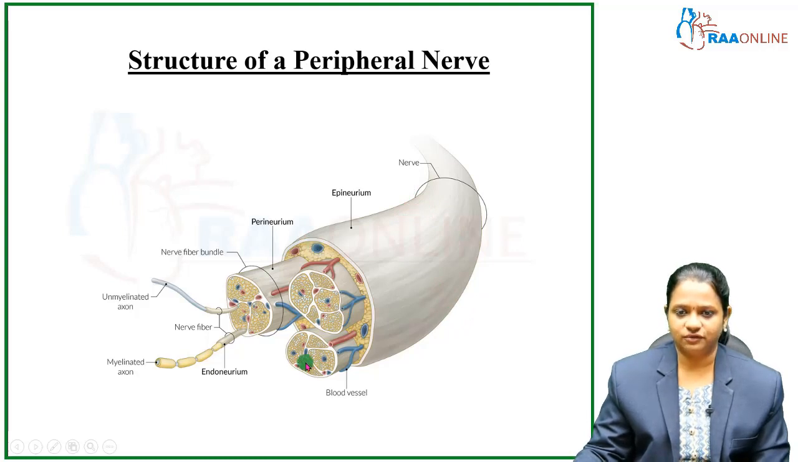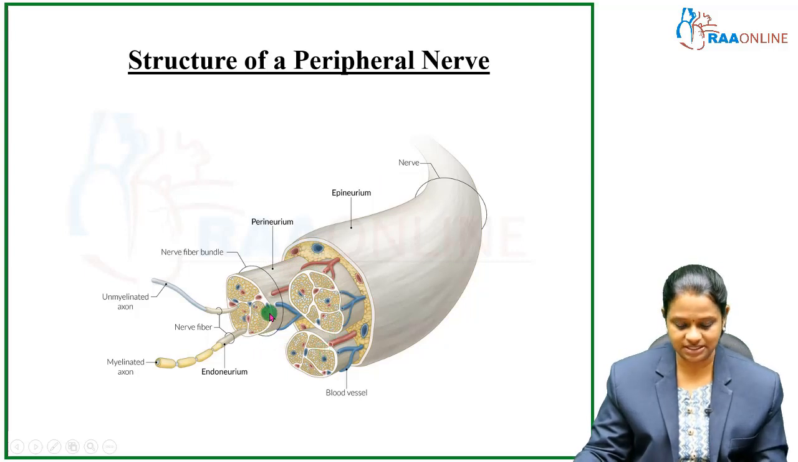What is it made of? It has numerous nerve fibers. Each individual axon has only one particular function. This one axon can have only one particular function. But the function of the nerve is the sum total of the function of its constituent nerve fibers.